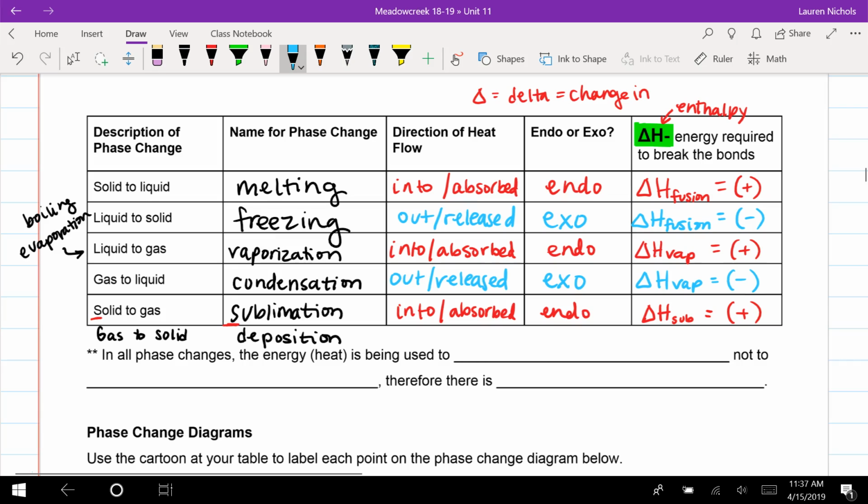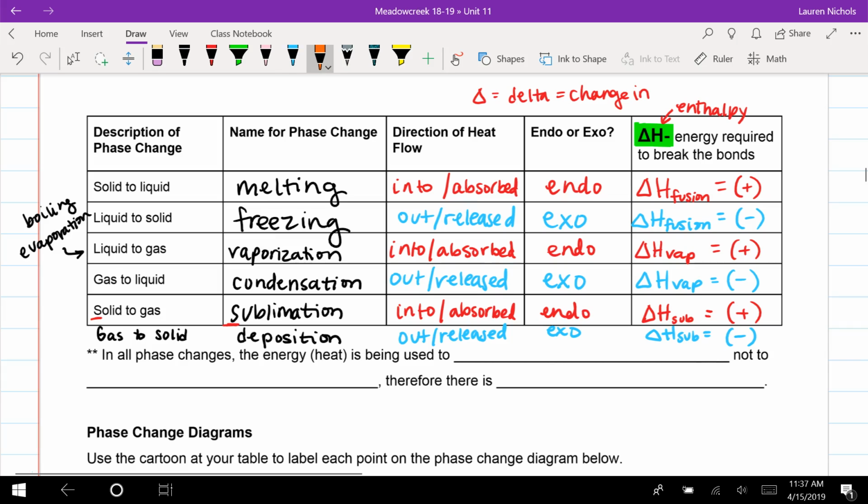So you can check out some of your warm-ups to see examples about that. But that means deposition is also heat being released or flowing out of the system, which makes it exothermic. And so our delta H of sublimation would be the negative version of that number.